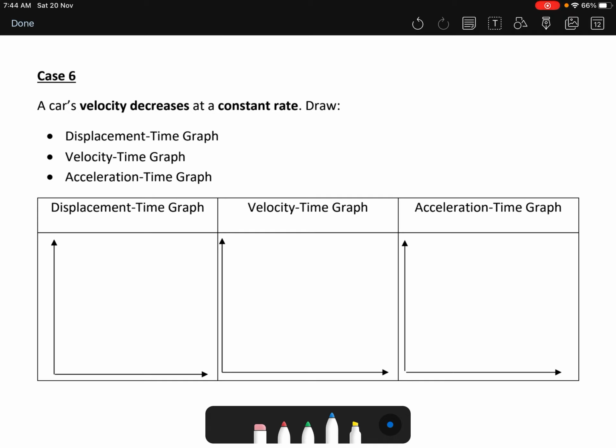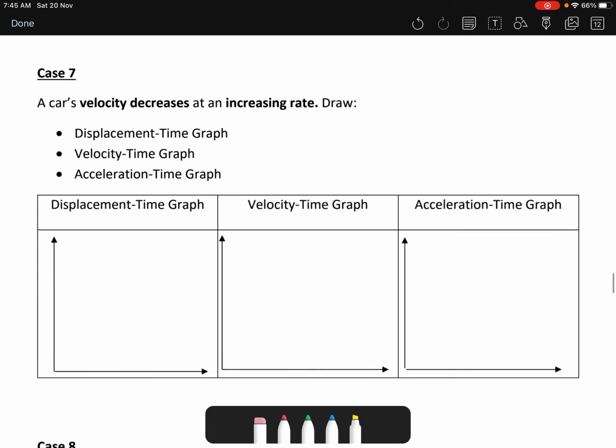Now we move on to case 6. In case 6, my velocity no longer increases. My velocity decreases. Decreases means I'm going from high to low. So I decrease at a constant rate. Since it's a constant rate, it's a straight line. So it's like this. That is for the velocity-time for case 6.